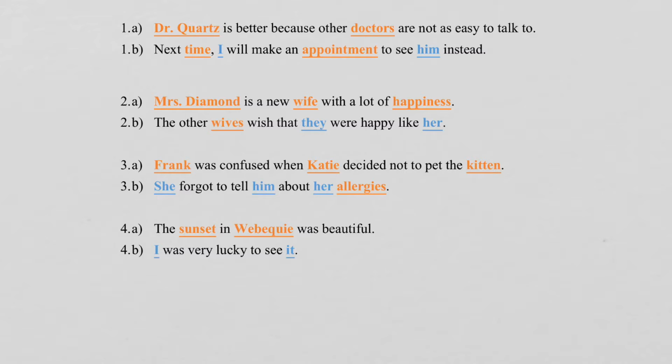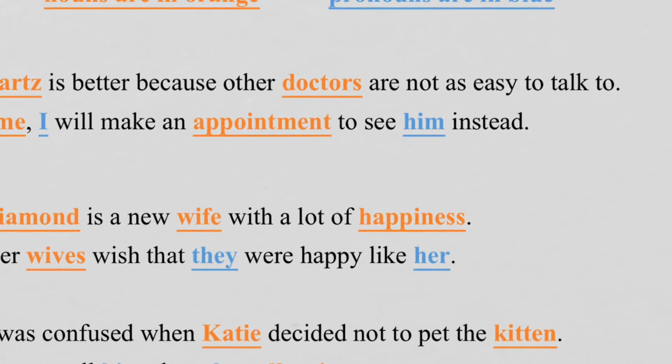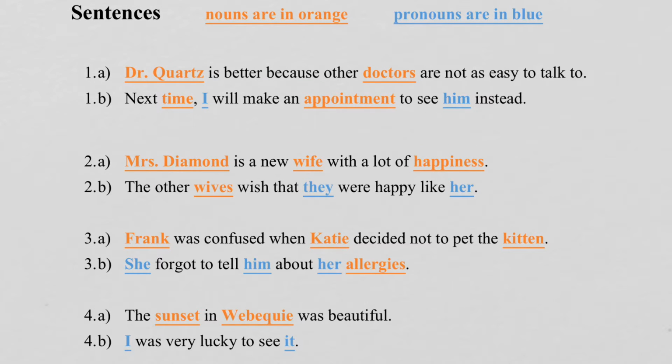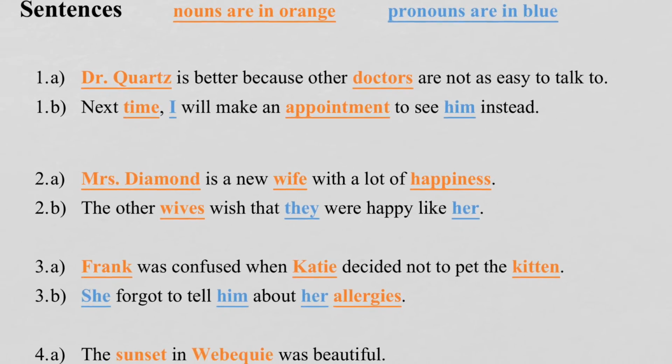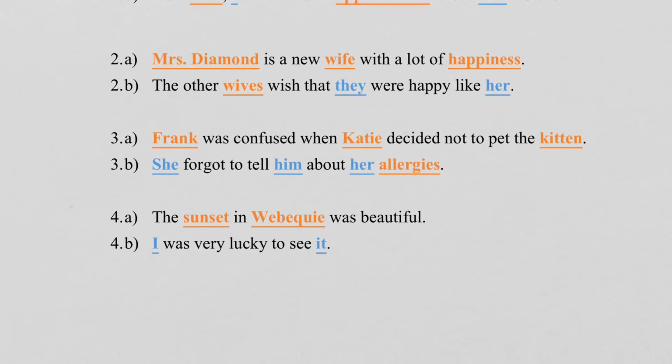1B, next time I will make an appointment to see him instead. And that's a tricky pronoun. Just remember, I is always a pronoun. So the nouns are time, appointment, and the pronouns, I want to highlight the pronouns here, are I and him. And we know because we just mentioned Dr. Quartz, that when we use the pronoun him, we're talking about Dr. Quartz, but instead of saying his name and using a noun, we're using the pronoun him.